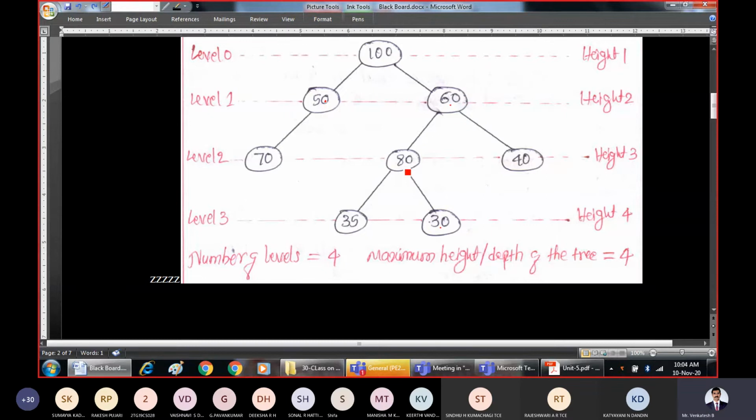60 is also a parent. 80 is also a parent. But 70 is not a parent. 35 is not a parent. 30 is not a parent. And 40 is not a parent. Why? Because they do not have any children. That means if a node has any subtree, then it is regarded as a parent.